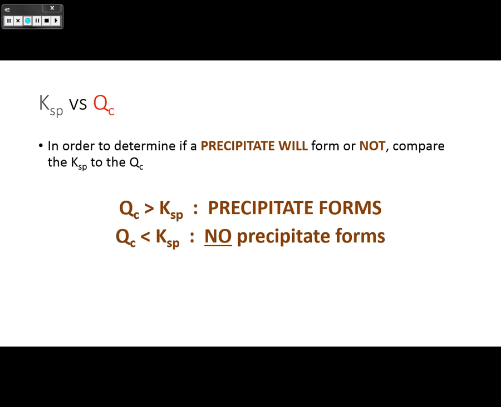Now, KSP and how that relates to Q sub C: in order to determine if a precipitate will or will not form, you can actually compare Q sub C to KSP. So if Q sub C is greater than KSP, the precipitate forms. If Q sub C is less than KSP, there's no precipitate formed. It's just something that you're going to have to remember. So if Q sub C is high, that means a precipitate forms. If it's low, no precipitate forms. Okay?